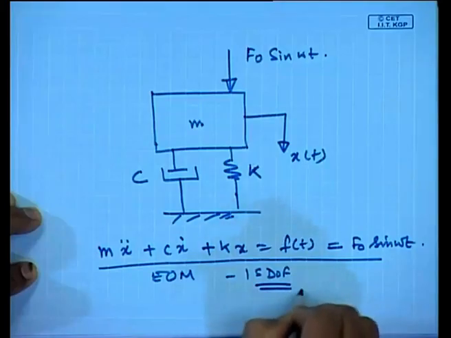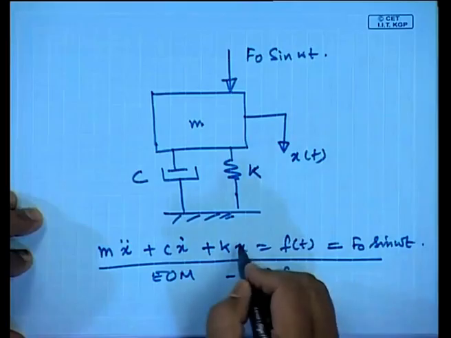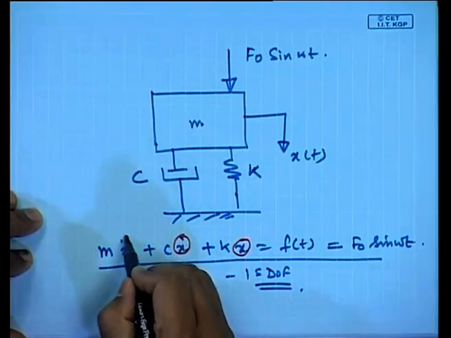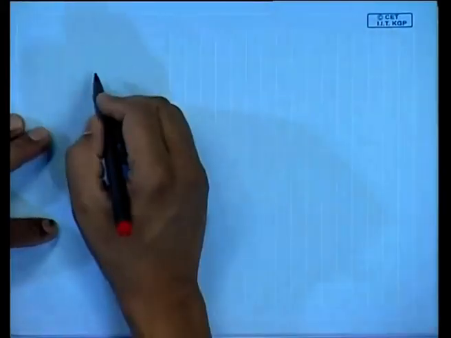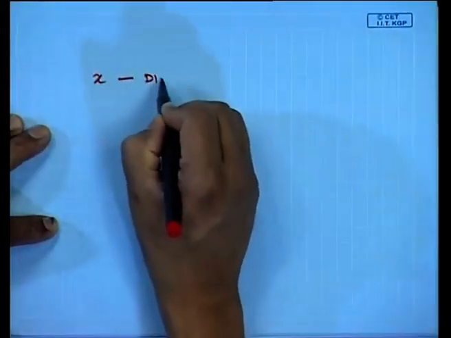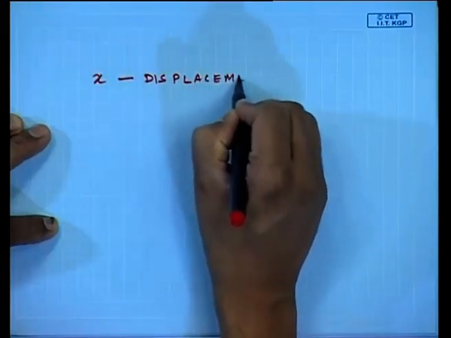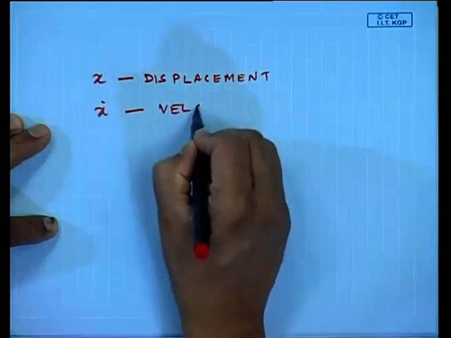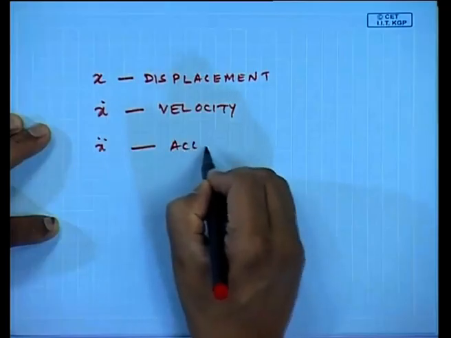So, this is the equation of motion of this body in this 1 degree of freedom, or single degree of freedom. Now, vibration is essentially these responses which I have written as x, x dot and x double dot. If x is the displacement, then x dot is the velocity, and x double dot is the acceleration.